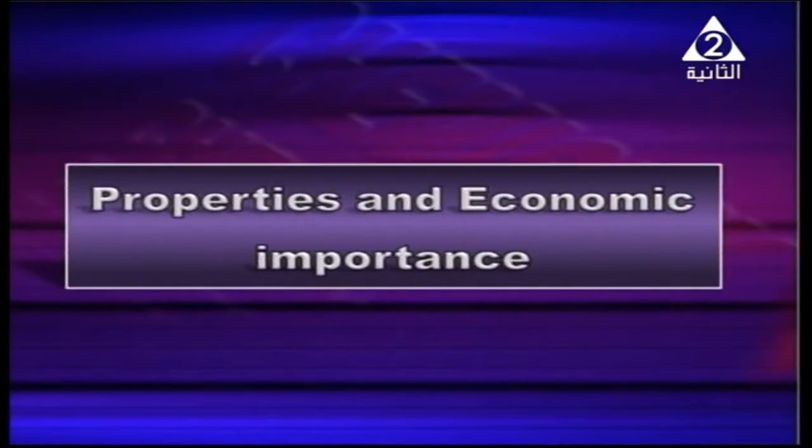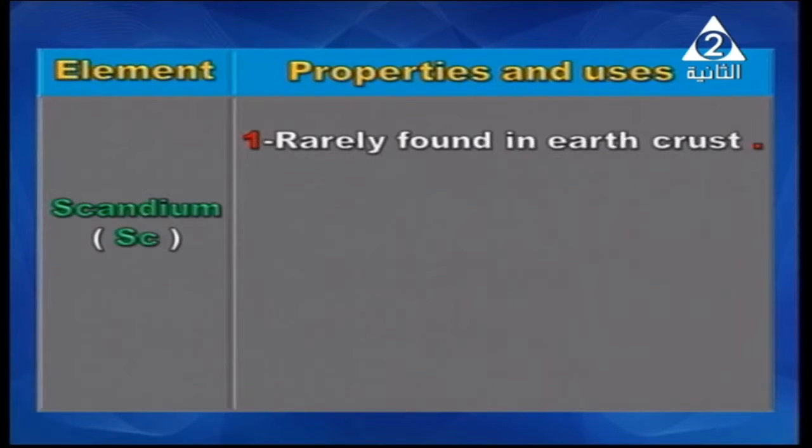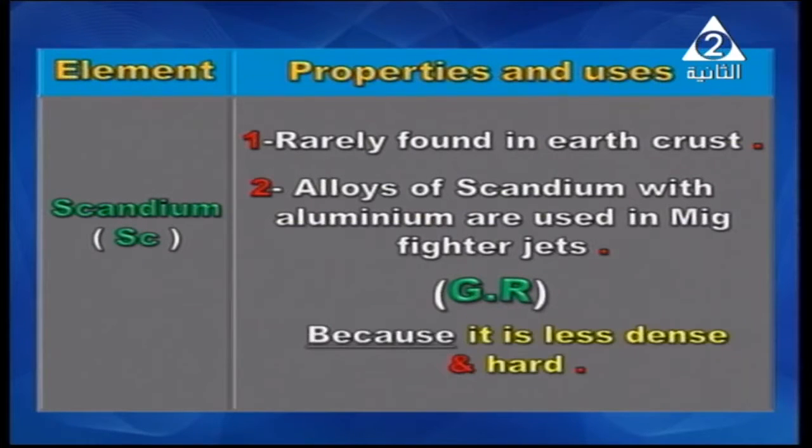Now, my dear students, we are going to discuss the properties and the economic importance of the elements of the first transition series. So, the element and its properties and its uses. Scandium is rarely found in the Earth's crust. The second point, alloys of scandium with aluminium are used to make fighter jets, and we have given reason for this point. The reason, because it is less dense and hard.